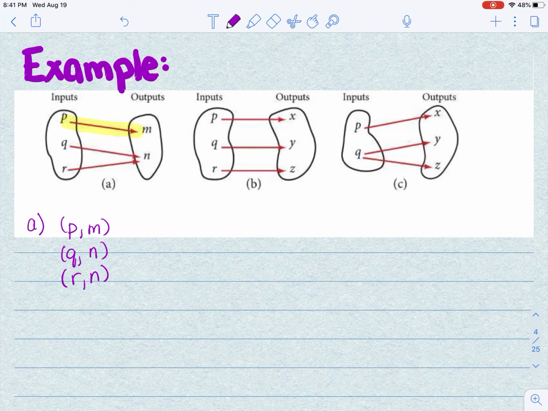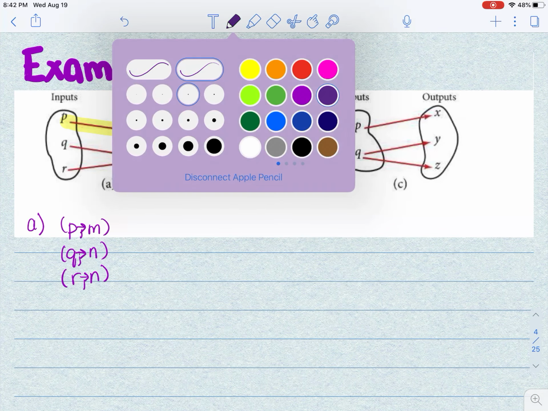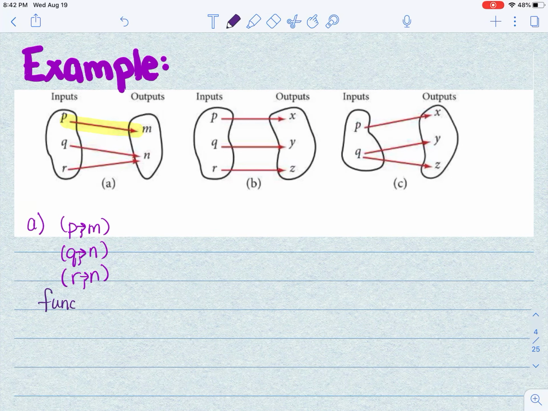So in this case, P is only mapped to M, Q is only mapped to N, and R is only mapped to N. Now, Q and R both are mapped to the same letter. However, Q isn't mapped to 2 different letters. Q, which is the input, is what matters. The output can be mapped to multiple inputs, but the input can only be mapped to one output, if that makes sense. So Q is only mapped to N, R is only mapped to N, so that means that this is a function.